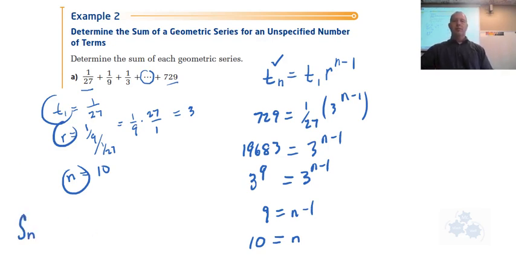Okay, so the sum of the first n terms is, what's that formula again? T of 1, which is 1/27 times 3 to the power of, I can write this as 10, the sum of the first 10 terms, because I know this is 10. Minus 1, all over, oops, no, 1/27 is the first term. R is 3. 3 minus 1.